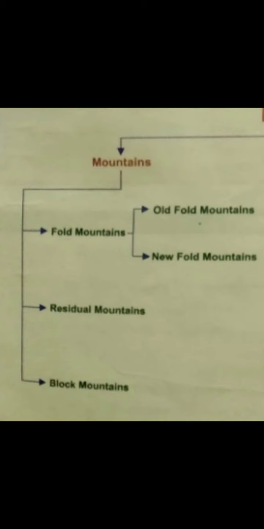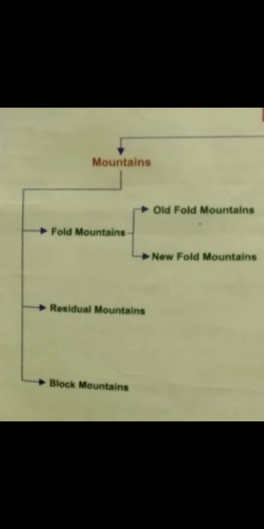In some of the old fold mountains, some volcanic activity can still be seen. That means in some there are still evidences of volcanic activity. And because of weathering and erosion, these old fold mountains have reduced in height. So now they have gentle slopes, rounded tops and sculptured domes. Understood? This is all about old fold mountains.